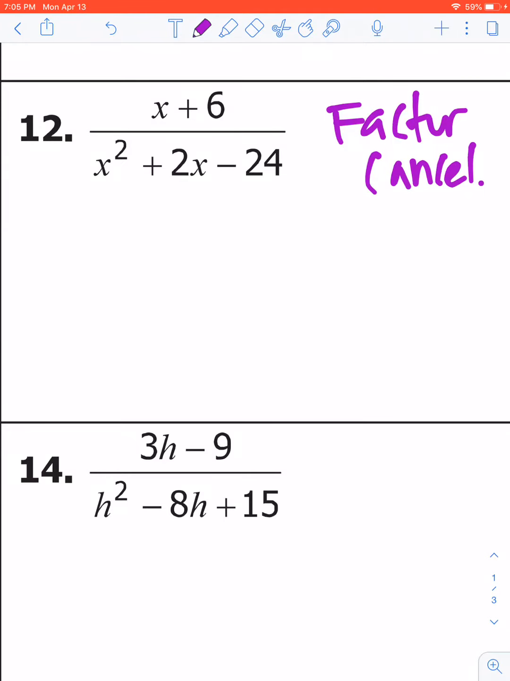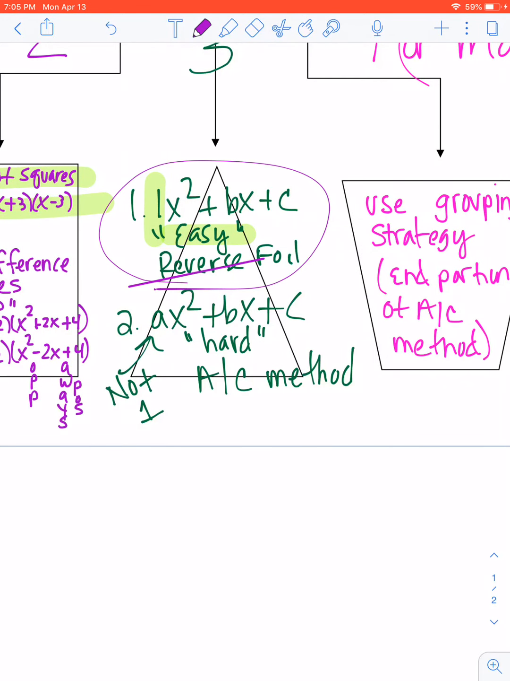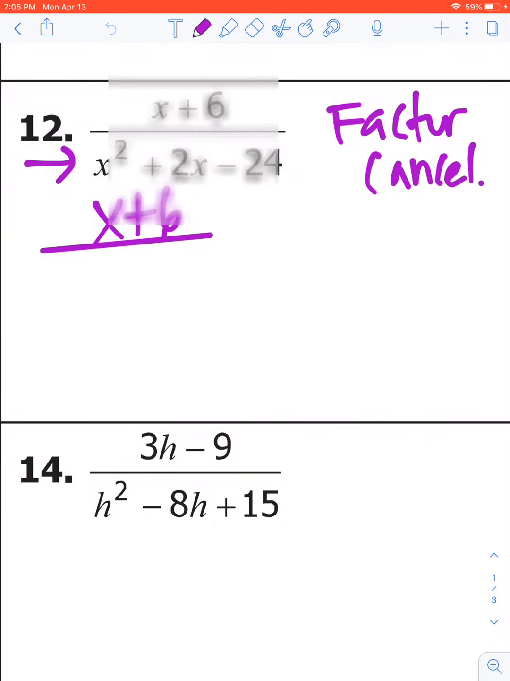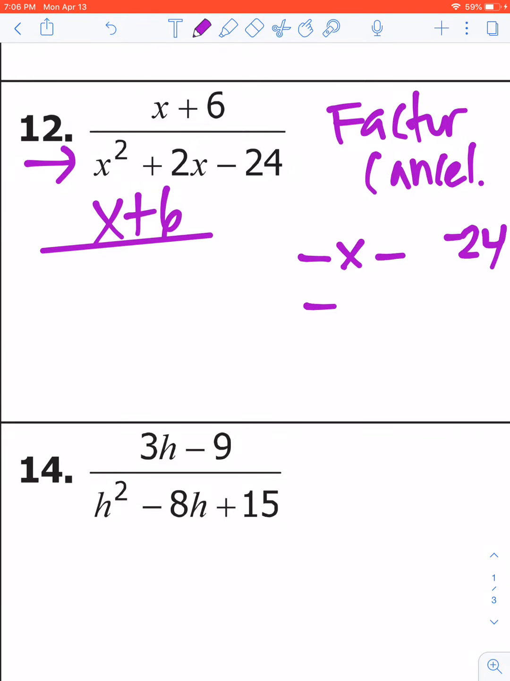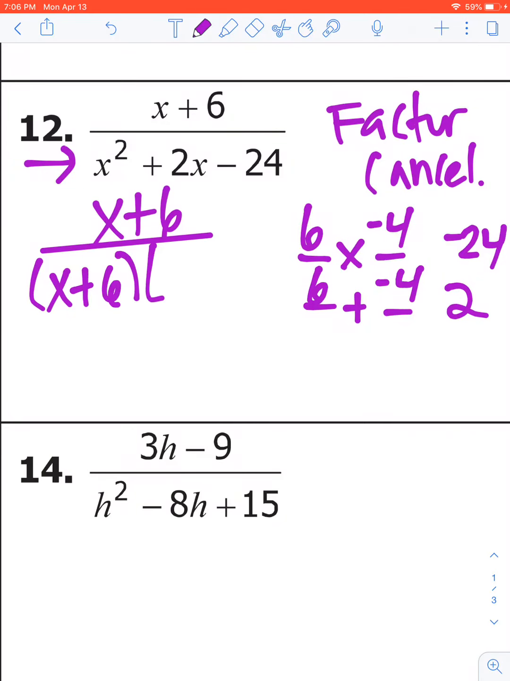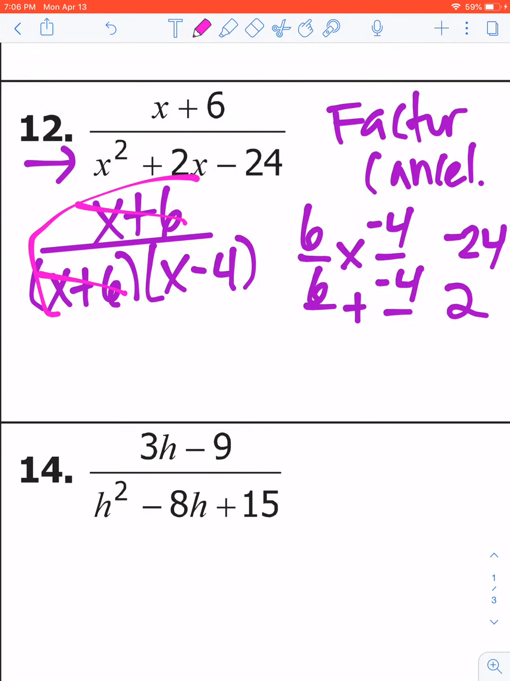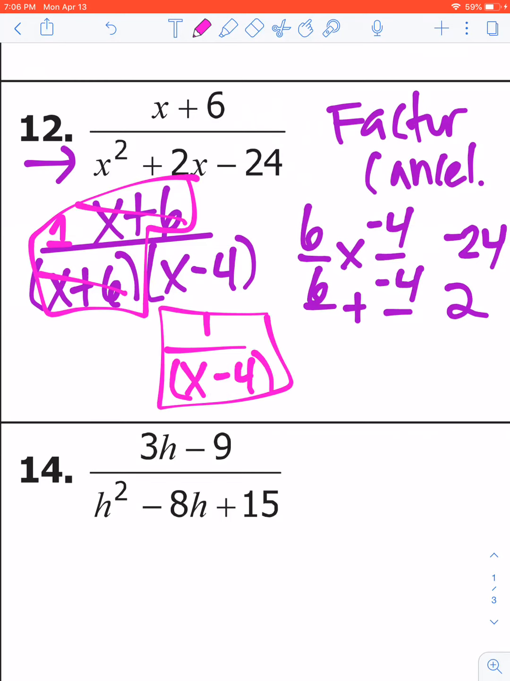All right, so we have x plus 6, which does not factor, and the denominator is 3 terms. Again, it is easy because the leading coefficient is 1. So I need to find 2 numbers that multiply to give me negative 24 and that add to give me 2. And those numbers are going to be 6 and negative 4. So this factors into x plus 6, x minus 4. Be careful with your final canceled answer. The x plus 6 cancels, but remember, we're in multiplication and division, so it doesn't cancel to be 0. It cancels to be 1. So I get 1 over x minus 4. Again, if you want to put that in parentheses, that's fine.